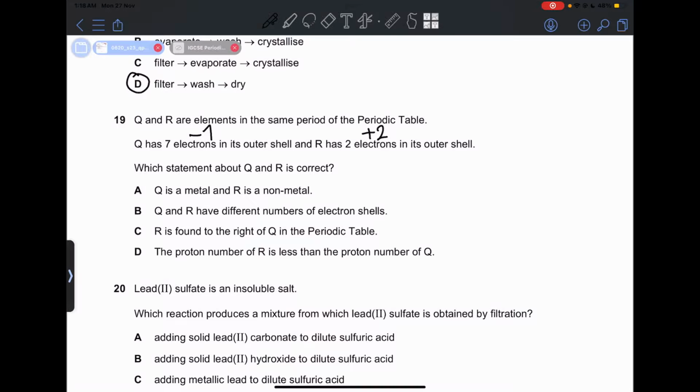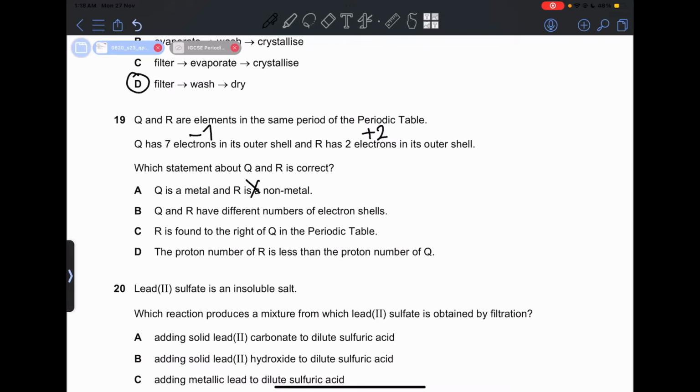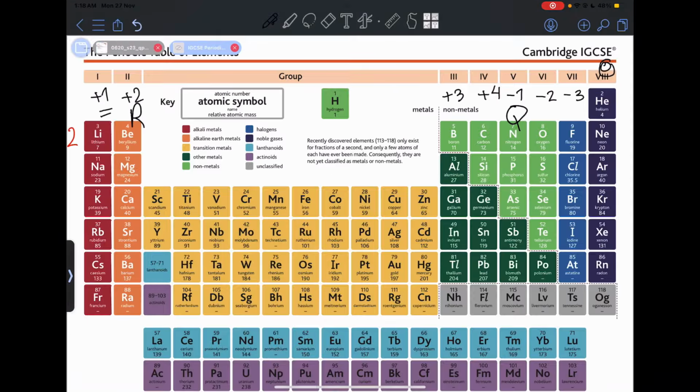So let's see the question. Q is a metal and R is a non-metal. This is actually incorrect because R is a metal and Q is the non-metal, so this is incorrect. Q and R have different numbers of electron shells. This is actually incorrect. R is found on the right side of Q in the periodic table. Actually, R is not found on the right side. It is found on the left side over here, on the metal side, which is the left side.